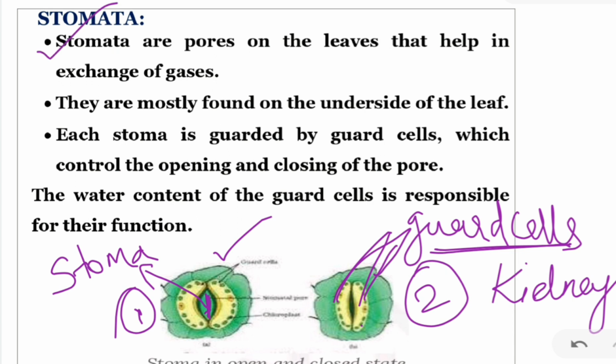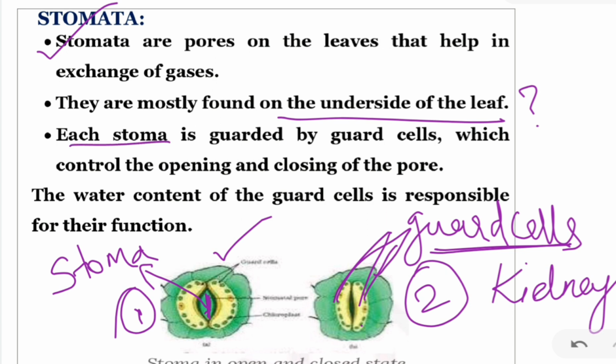So let's see, stomata are the pores on the leaves that help in exchange of gases. They are mostly found on the underside of the leaf. Why? If it is on the upper side, there is a chance of transpiration. What is transpiration? Evaporation of water in the form of vapors from the leaf. If there are stomata on the upper side of the leaf, the chance of transpiration is more because it is exposed to the sunlight. To prevent that, the lower surface of the leaf has stomata so that transpiration is kept under control.